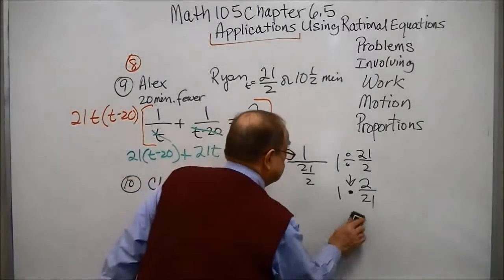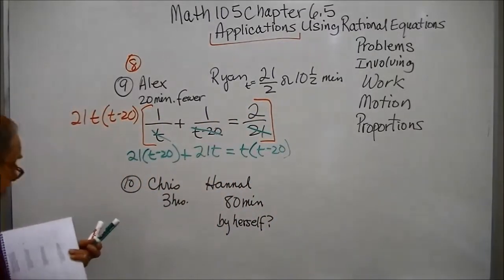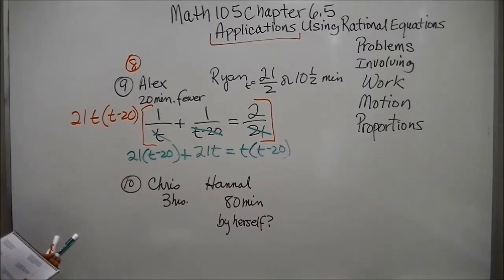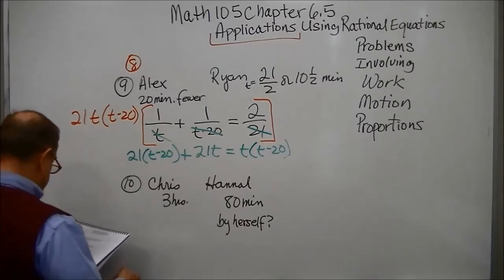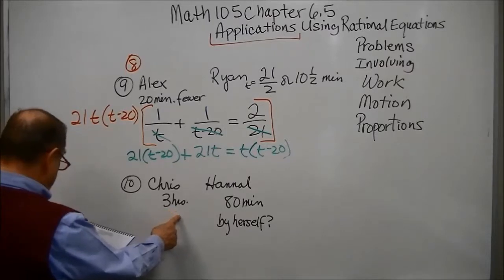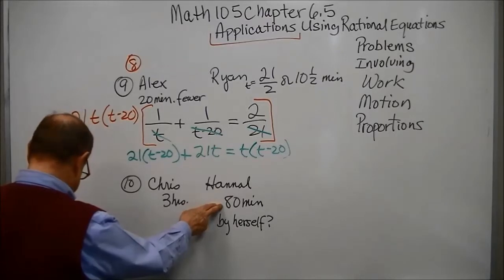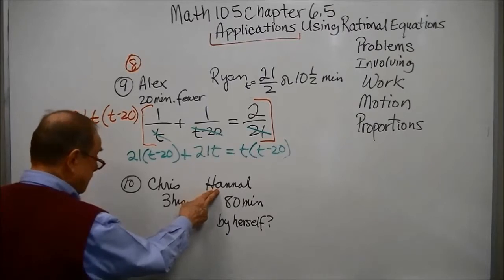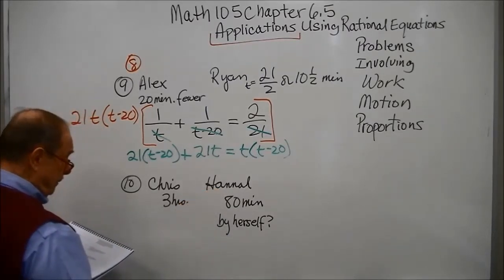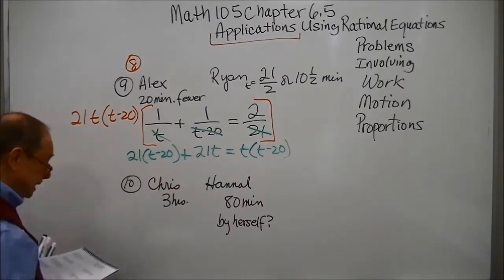Okay. Now the answers are in the back of the section, so you can see what they come out as. Number 10. It says, Chris can clean an office in 3 hours. When he works with Hannah, they can get the job done in 80 minutes. How long would it take Hannah if she were working by herself to get the job done? Ooh. So it gets to be a little challenging.